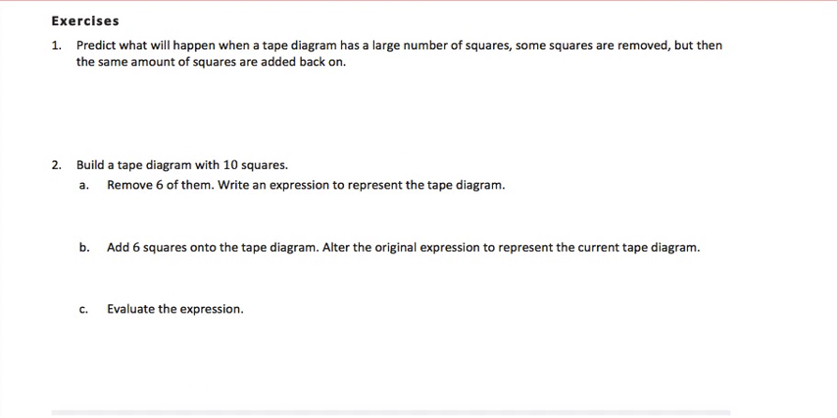Now in the exercises, we're exploring the concept. And so in question 1, they ask us to predict what will happen when a tape diagram has a large number of squares. Some squares are removed, but then the same amount of squares are added back on. And so if we remove a number of squares and then we return the same amount of squares back on, we should end with the same beginning number of squares.